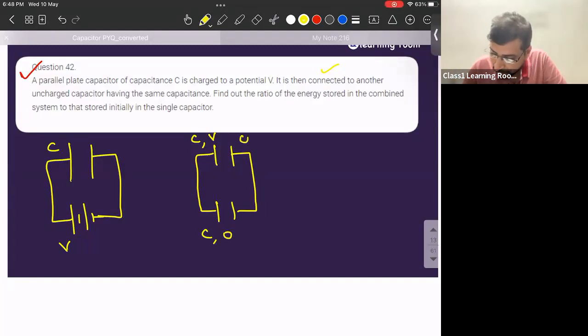So what is going to be the charge here? Q will be equal to CV. What will be the charge here? Q will be 0 initially. This will be the initial condition, right?